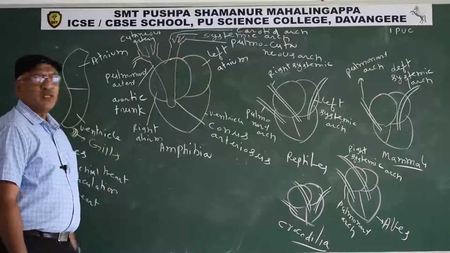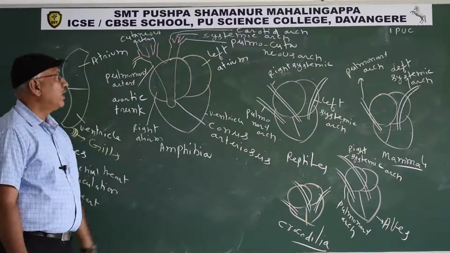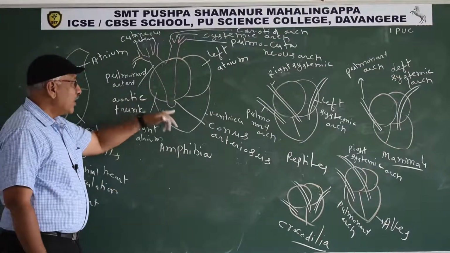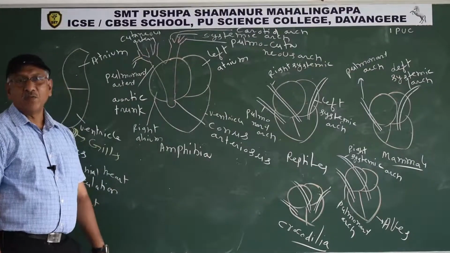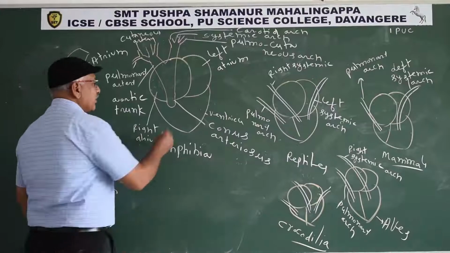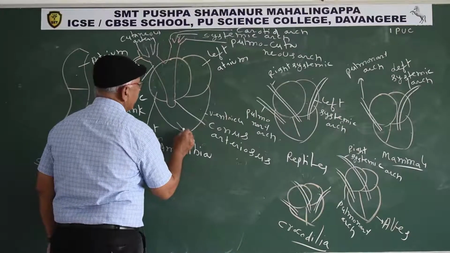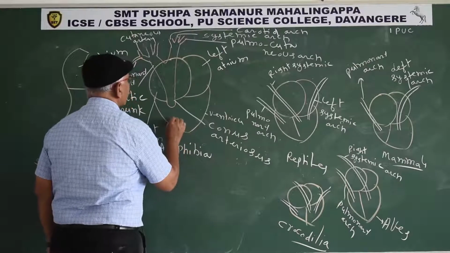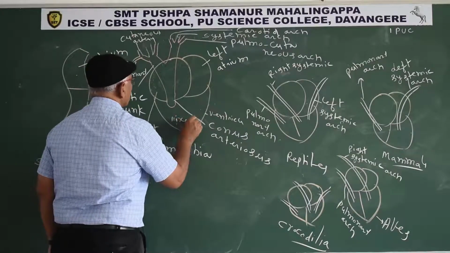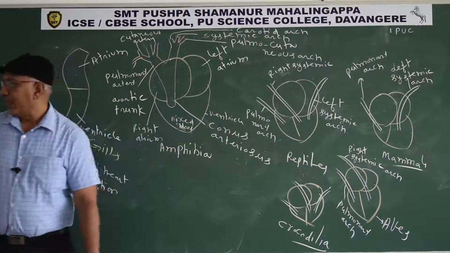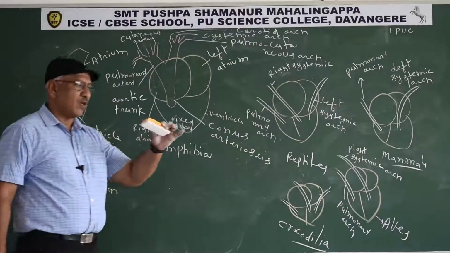Right atrium receives deoxygenated blood, left atrium receives oxygenated blood. When the atria undergo contraction, blood enters the ventricle. In the ventricle, mixed blood is formed. Mixed blood.